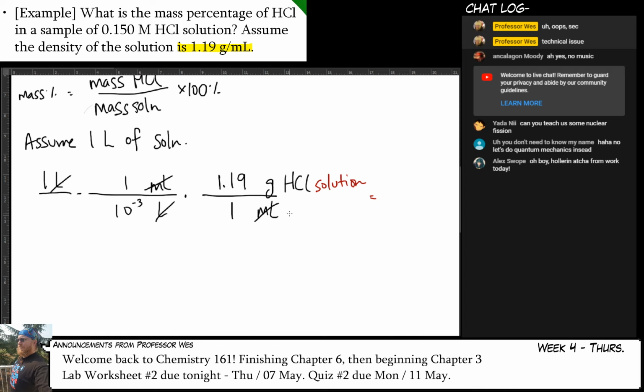And I don't know where I put my calculator. There it is. And so the number that my calculator spit out was 1190 grams of HCl solution. So that's the mass of the solution. Now we just have to find the mass of HCl. And then we're all set.